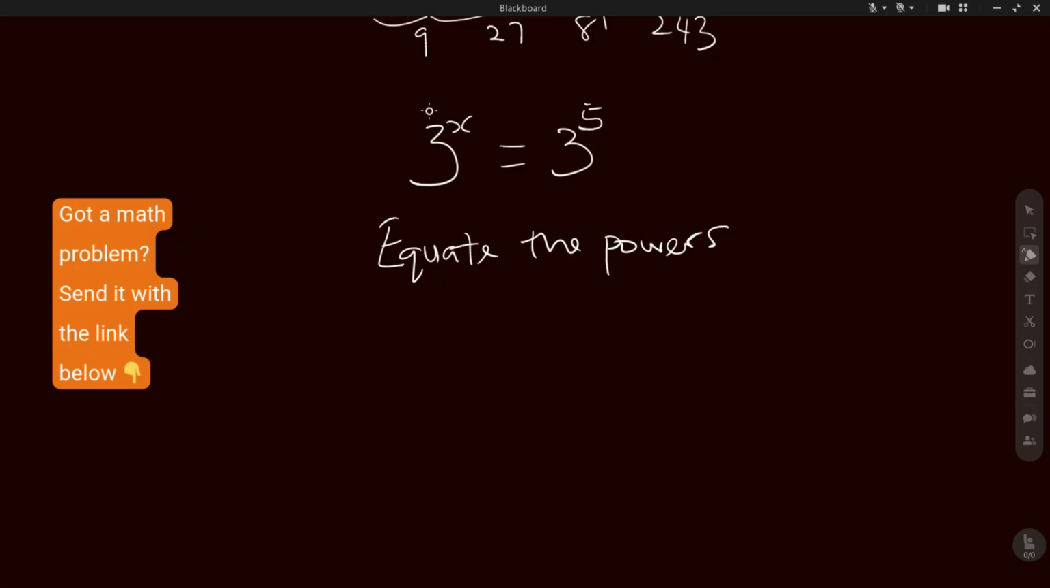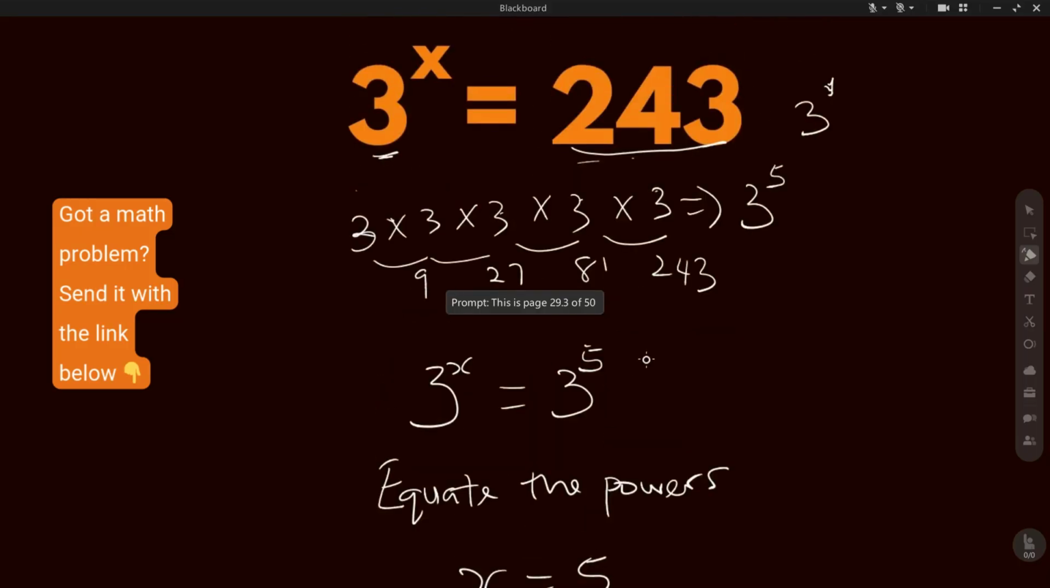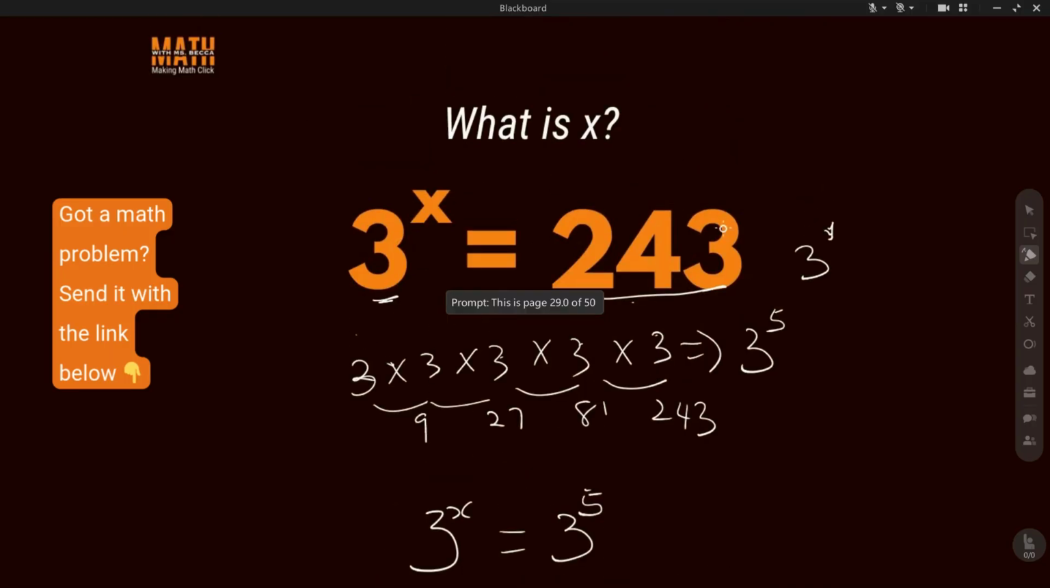So it's just like saying 3 cancel 3. Now we will be left with x on the left hand side and 5 on the right hand side. So that means x is equal to 5. From this question, x is equal to 5.